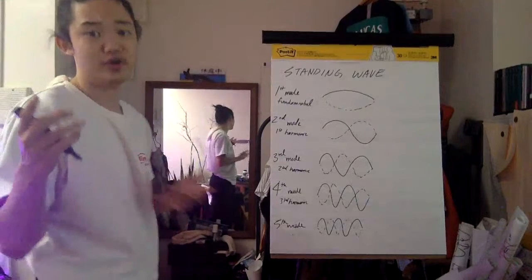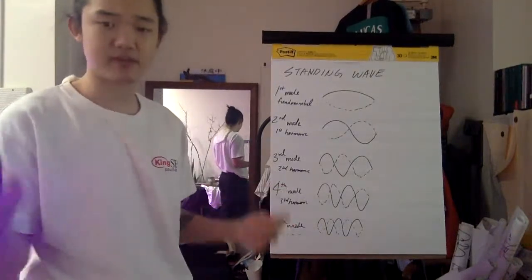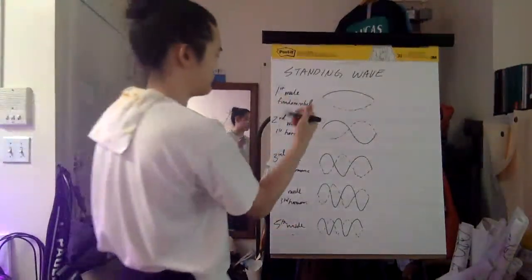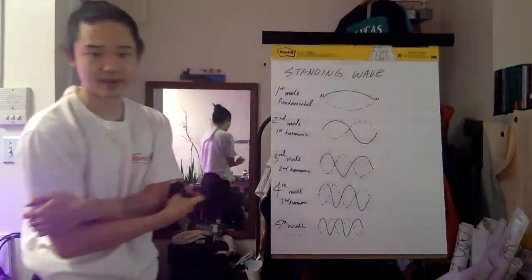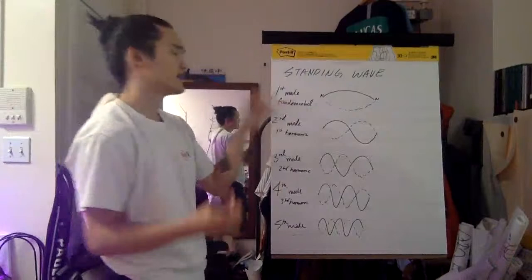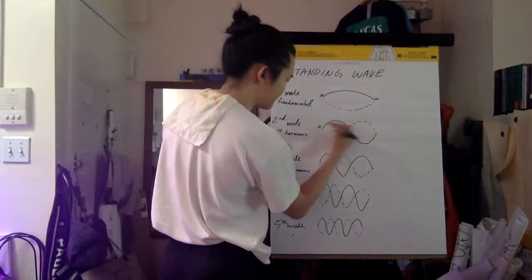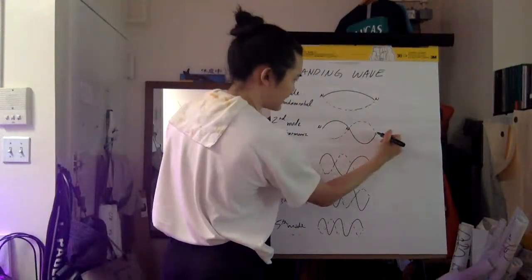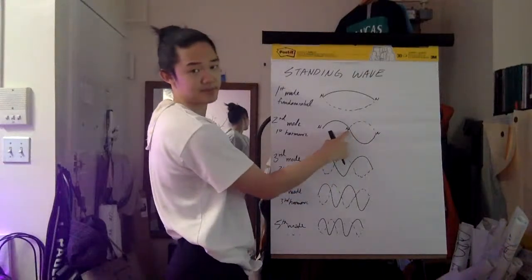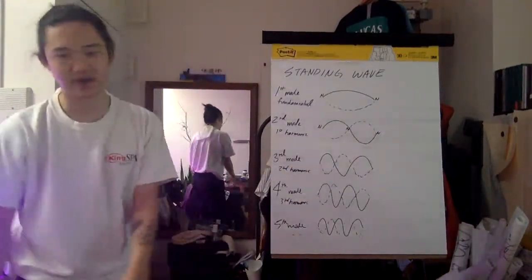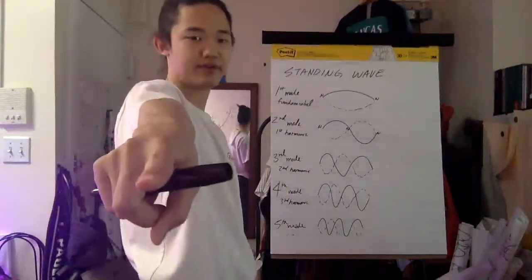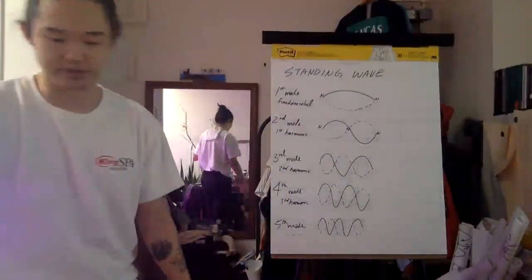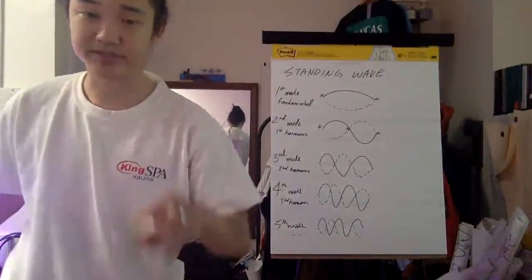These points are called nodes, all right? I will abbreviate them with the letter N on my diagram here. So I have a node here and a node here, okay? In my second mode, I have a node here, a node here, and a node here. That point never moves up and down, right? If I saw that standing wave in real life, I could just go and put my finger there and it really wouldn't even interfere with the wave at all because that point's never moving.